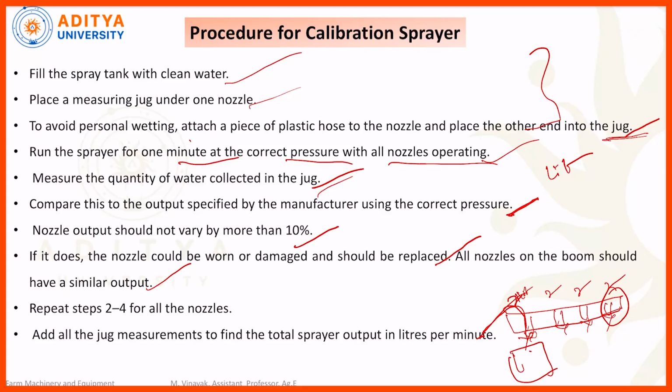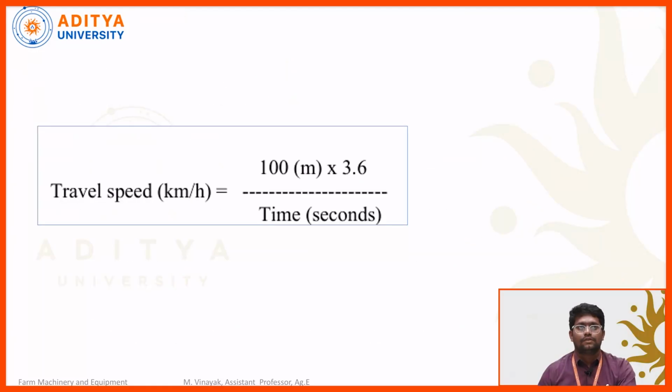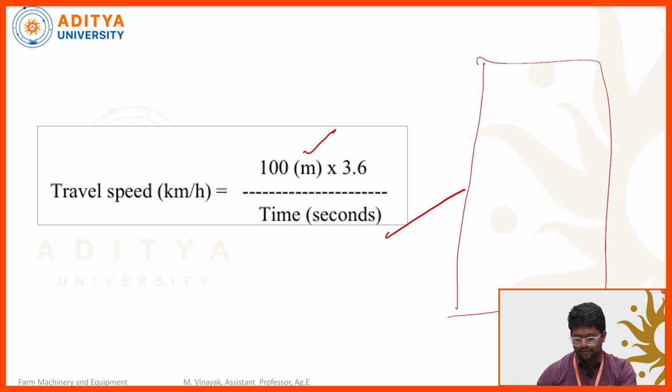For calculation of the liquid requirement per 1 hectare of land area, one small formula is there. We can look at the next slide. This is the travel speed of the particular sprayer. This one is 100 meters. Suppose this is a field area. Take point A here and point B here. We need to measure the distance from A to B, which is 100 meters.